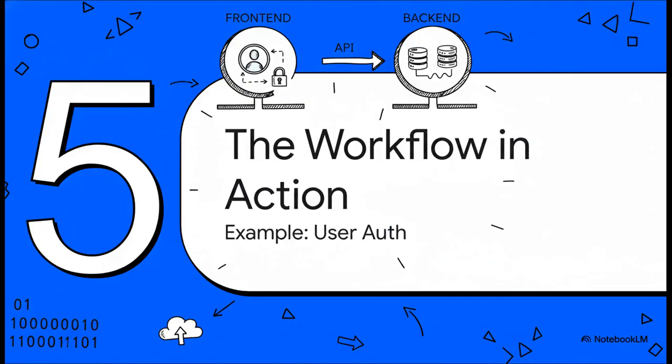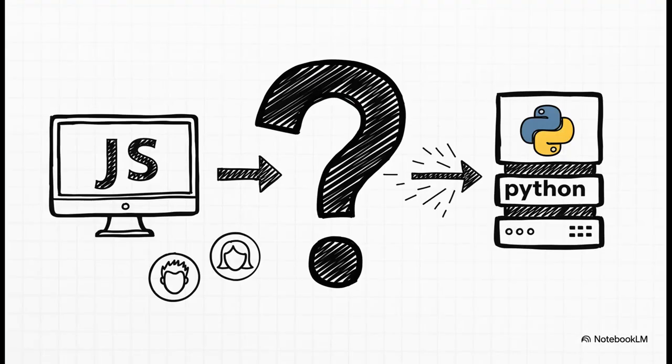All right, let's put this all together and see how it works with a real-world task. We're going to tackle a feature that is super important and touches both the front end and the back end: user authentication. So here's our problem. Our Next.js front end speaks JavaScript, but our Fast API backend speaks Python. They're totally separate. How does the backend have any idea who is asking for data? And how can we make sure that users only see their own stuff and not someone else's?